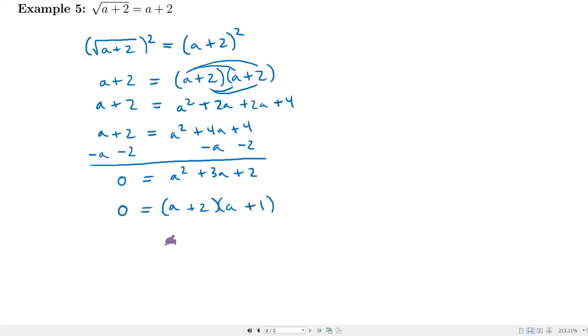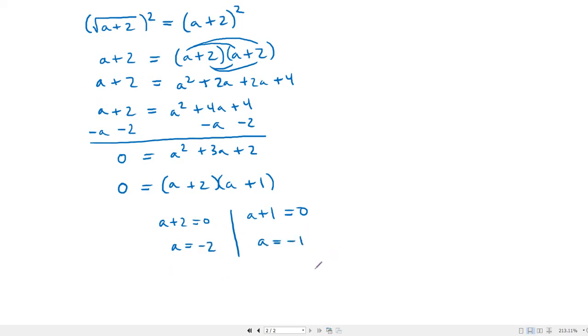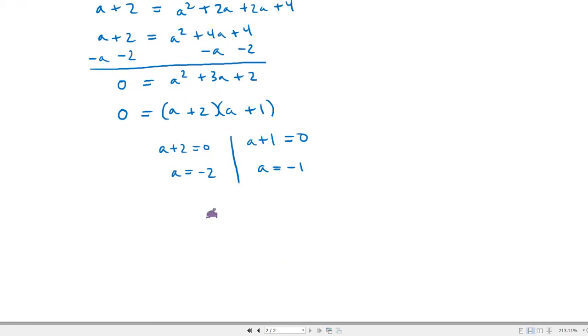So then the solutions are what? Well, right now, property of 0 says either this factor is 0 or this factor is 0 or both are 0. So we have a plus 2 equals 0 or a plus 1 equals 0. And then this would mean bringing the 2 over here, subtracting, we have a is equal to minus 2, or a is equal to minus 1. So those are the two solutions.